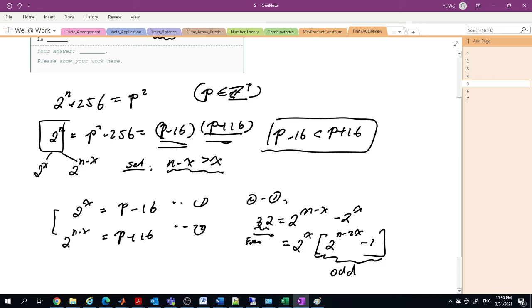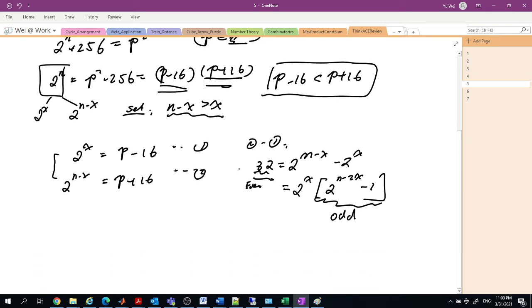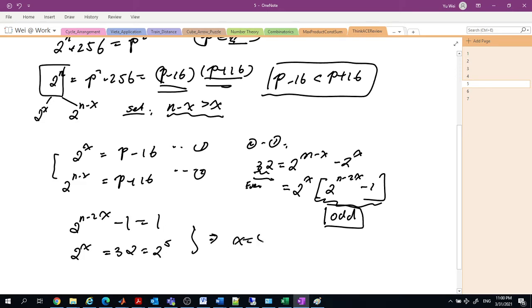So 32 needs to have a factor that is an odd number, right? The only possible thing is 2^(n-2x) minus 1 equals 1, and 2^x is equal to 32, which is 2^5. So based on this, we know x equals 5, and n minus 2x equals 1, so that's why n equals 11. So this is the final answer.